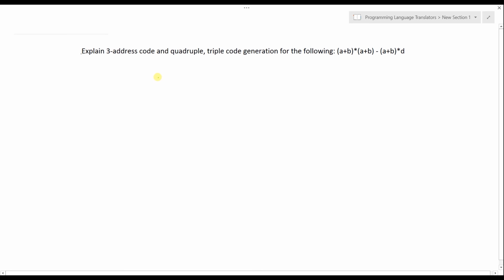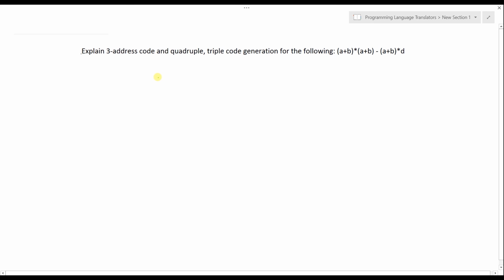I'm here to explain about three address codes and the concept of quadruples and triples. So, in three address codes, there is at most one operator on the right side of an instruction. That means no built-up arithmetic expressions are permitted.